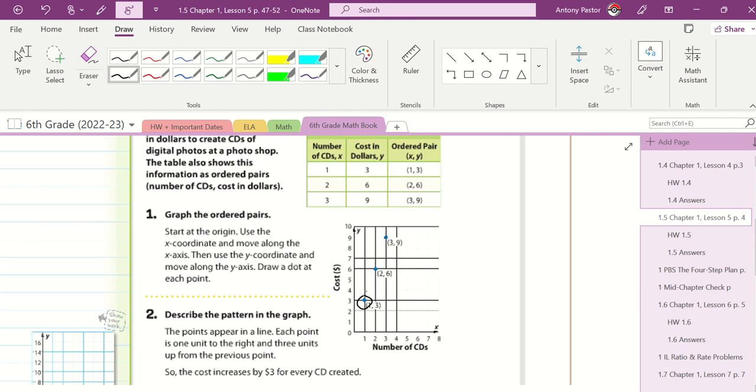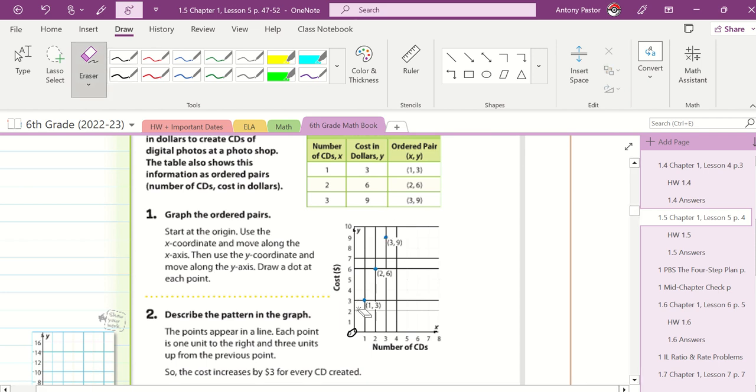Point 2, 6. I start again at the origin, 0, 0. Right 2, up 6. I'm right there. And then 3, 9. Again, start at 0, 0, or the origin. 3 to the right, up 9, and I graph all 3 of my pairs.